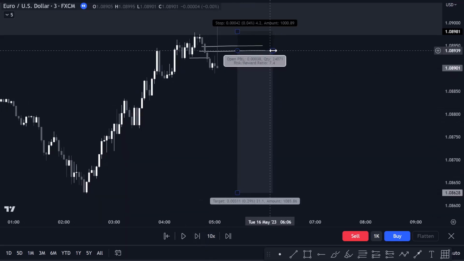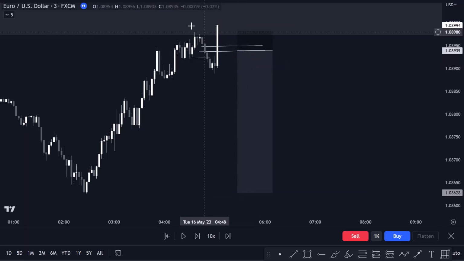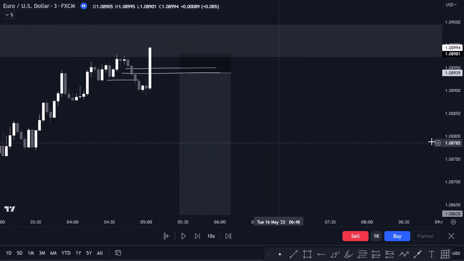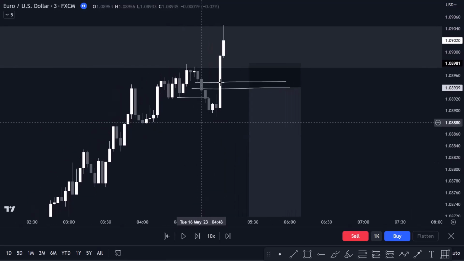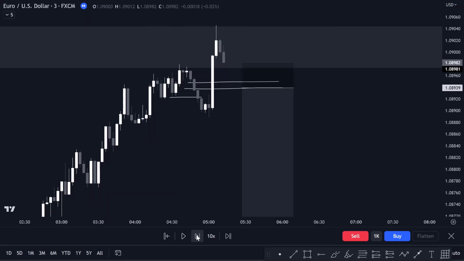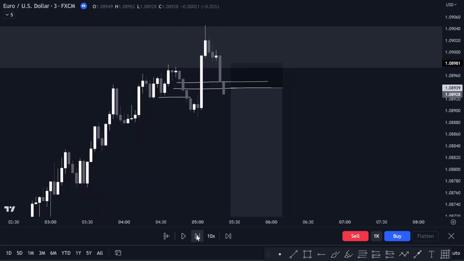The price goes inside the fair value gap and they got stopped out. It goes more inside the POI. So now I'm going to go and see what happened. It doesn't close above the POI. Goes down, down, down, down, inside the same fair value gap that I was looking at.